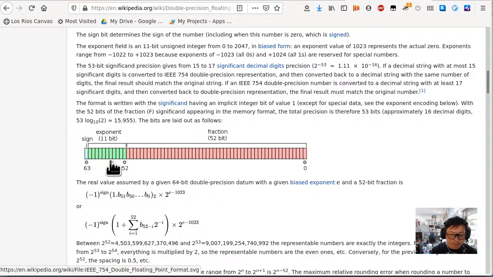the most significant bit is the sign of the entire value, whether it is negative or not. Is that okay? So we are not filling up the rest of the spaces using zeros, because they are actually useful for other things in the double precision floating point number.